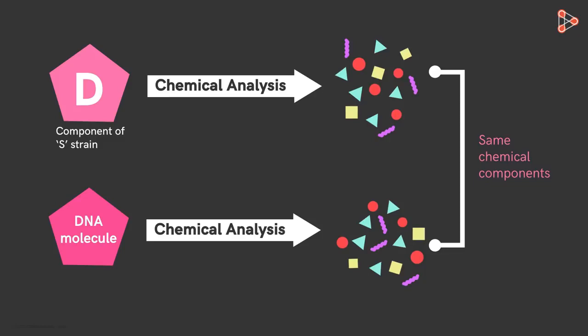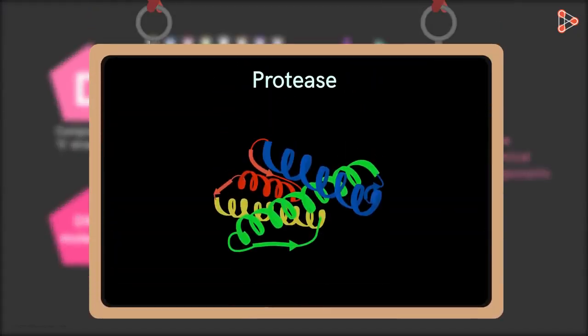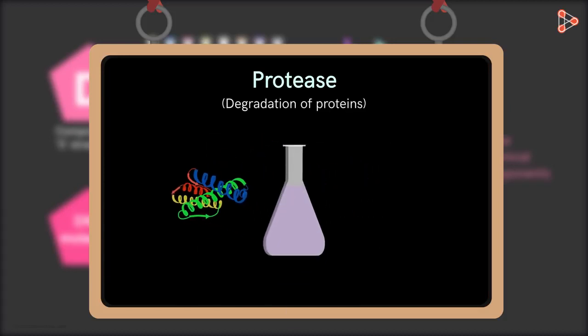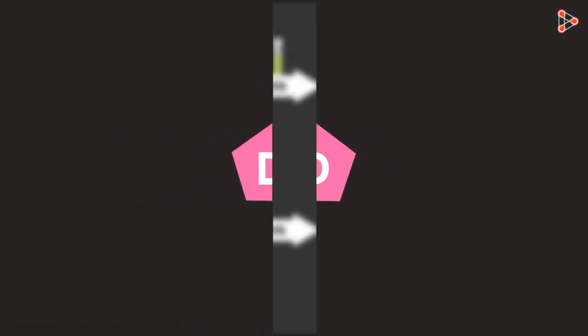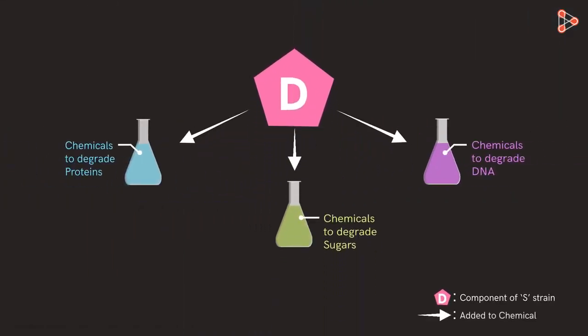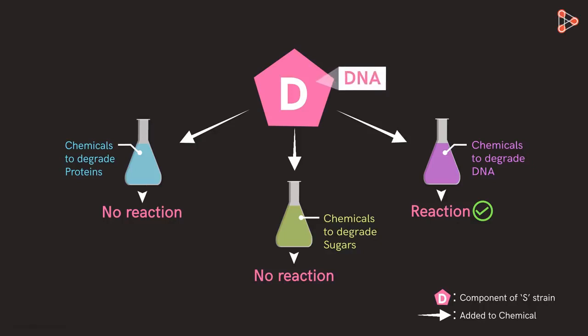So to further understand its nature, this component was tested using chemicals that break down the constituents. For example, certain enzymes like protease degrade proteins. Use of such chemicals helps us identify the constituents in a given sample as they will degrade specific molecules only. So in this case, the chemicals used to degrade DNA were used along with others, and it was found that the chemicals successfully broke down the molecules. It implied that the molecules were that of DNA.